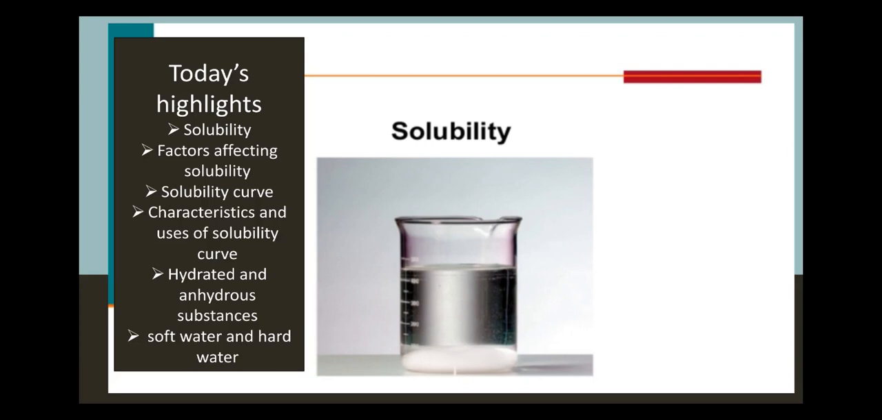In my previous video I explained water as a universal solvent, characteristics of solution, types of solution, etc. Today we are going to read about the solubility of water. Today's highlights are solubility of water, factors which affect the solubility of water, solubility curve, characteristics and uses of solubility curve, hydrated and anhydrated substances, soft water and hard water.